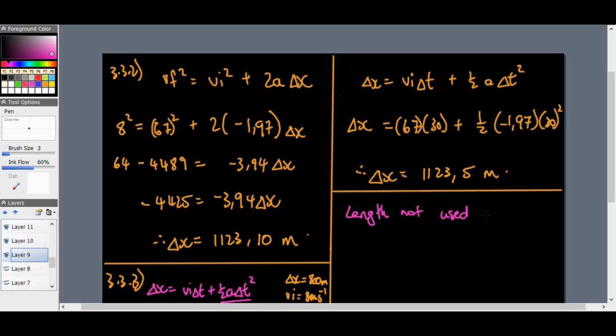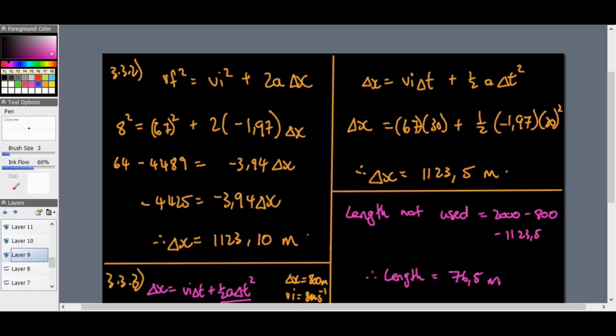The length that's not used will equal the 2000, which is the total length, minus the 800 that it travels for, minus the distance it travels for the first 30 seconds, which was 1123.5, or if you used this answer, it would be slightly different. I'll shorten it to length, which equals 2000 minus that minus 800, roughly 76.5 meters.